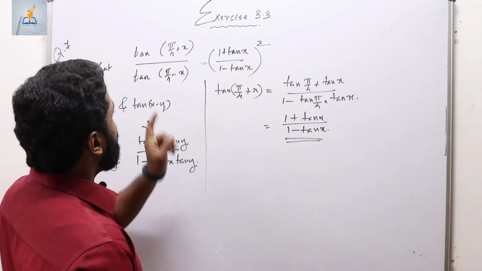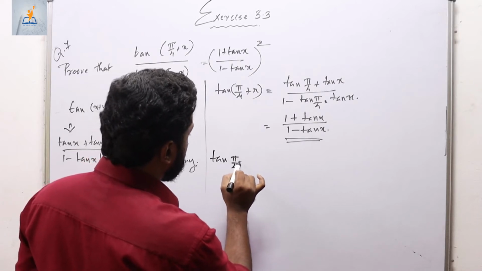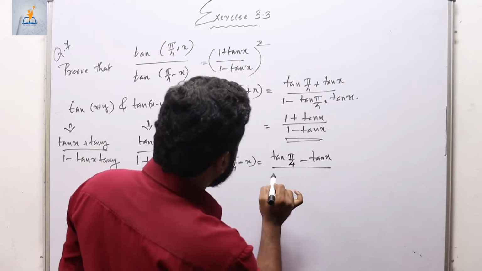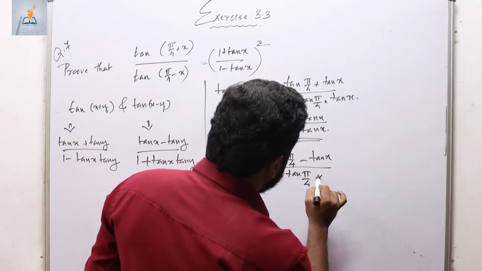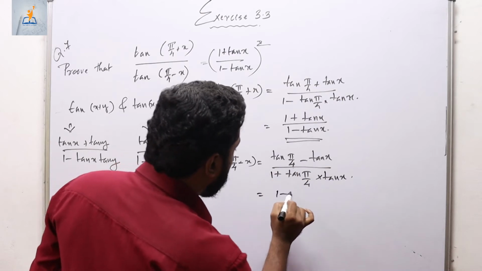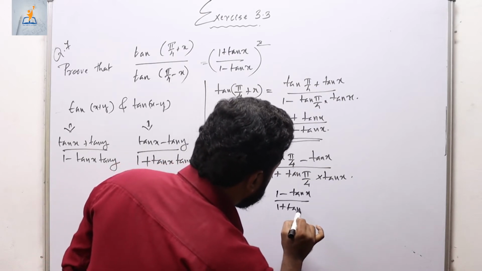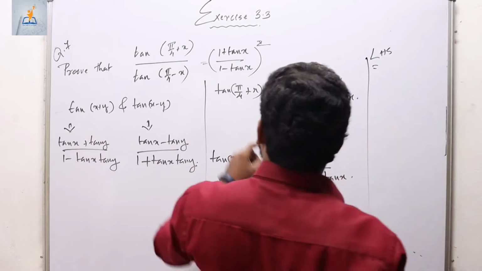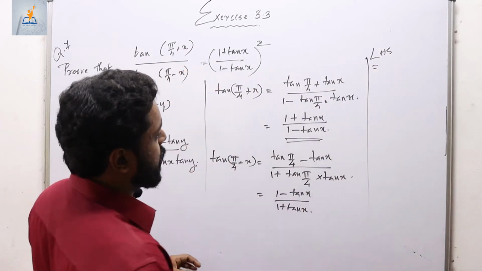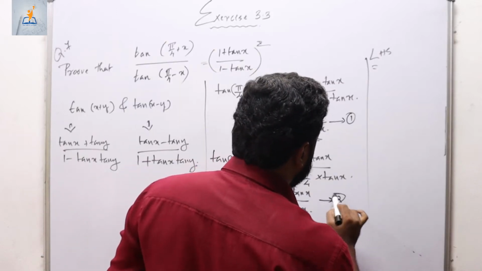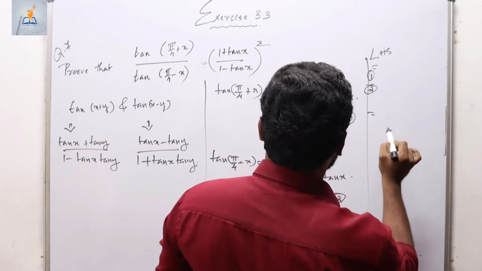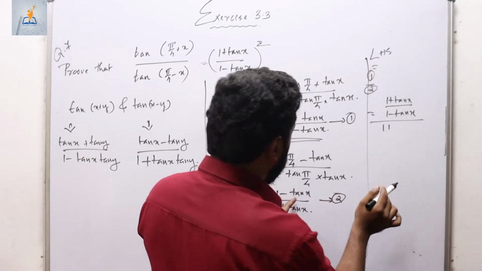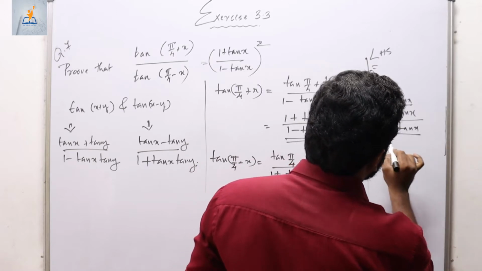Now let us find tan(pi by 4 minus x). It will become tan pi by 4 minus tan x divided by 1 plus tan pi by 4 into tan x. So it is equal to 1 minus tan x divided by 1 plus tan x. So we shall take the ratio. So the LHS is equal to the ratio of tan(pi by 4 plus x) and tan(pi by 4 minus x), which means the ratio of 1 and 2, isn't it? So LHS equals 1 by 2. It is equal to 1 plus tan x divided by 1 minus tan x, whole divided by 1 minus tan x divided by 1 plus tan x.